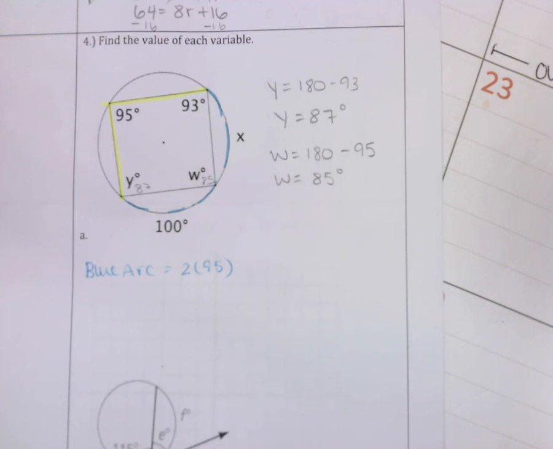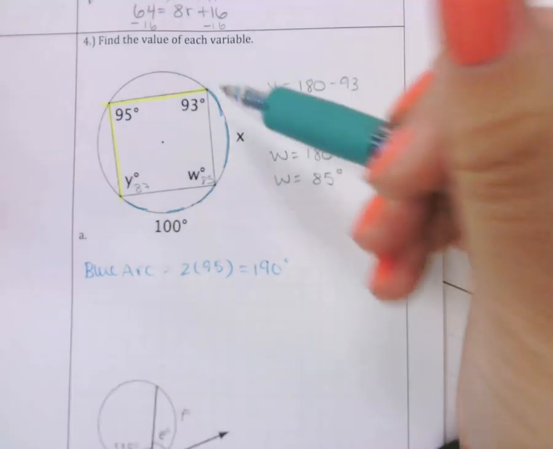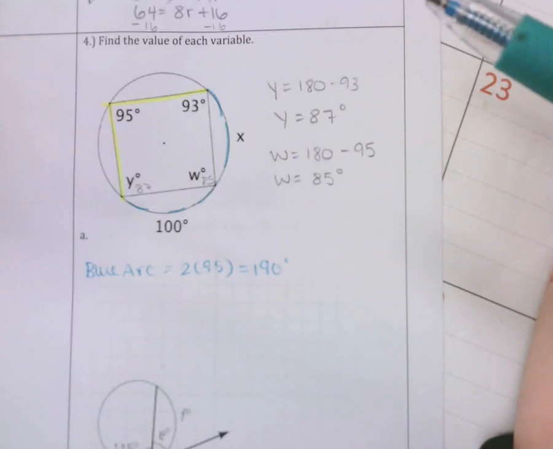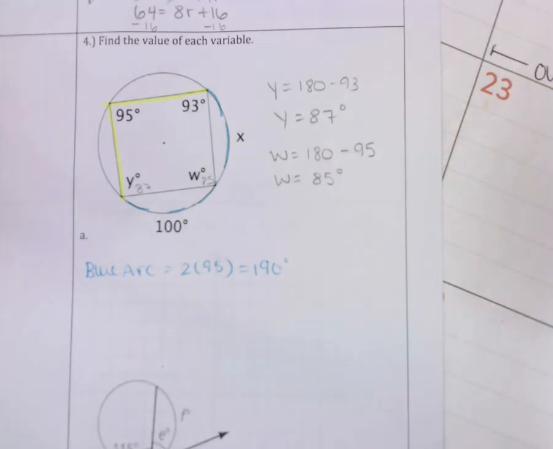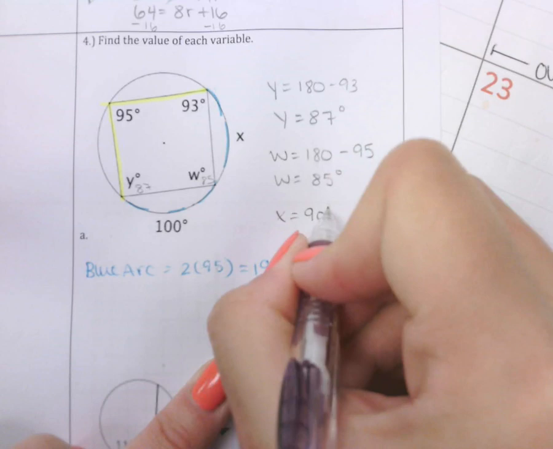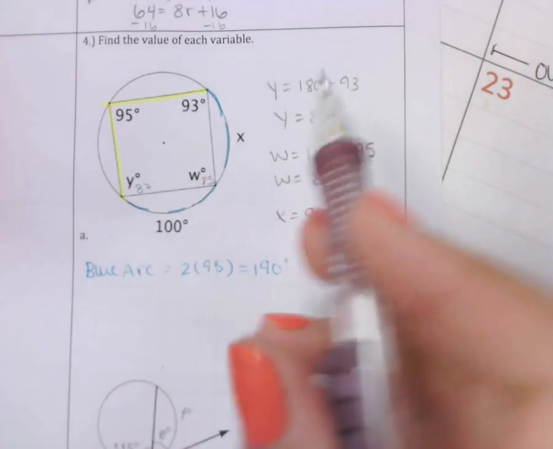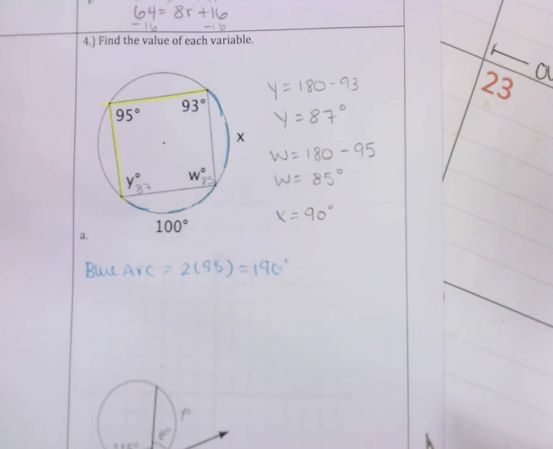190. So that's the whole blue arc. So if the whole arc is 190, what is just x? 90. Yep. Okay, so the whole thing's 190. This piece is 100. That means x has to be 90.